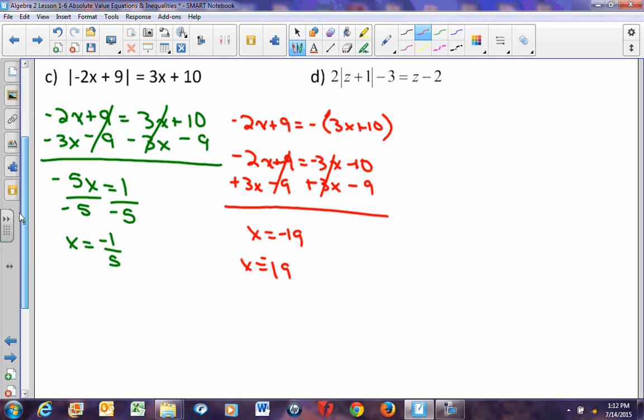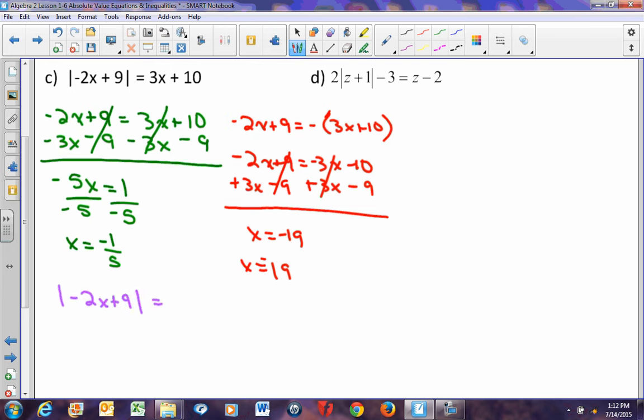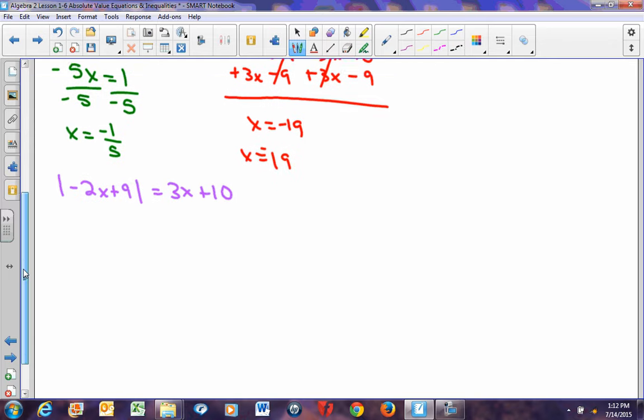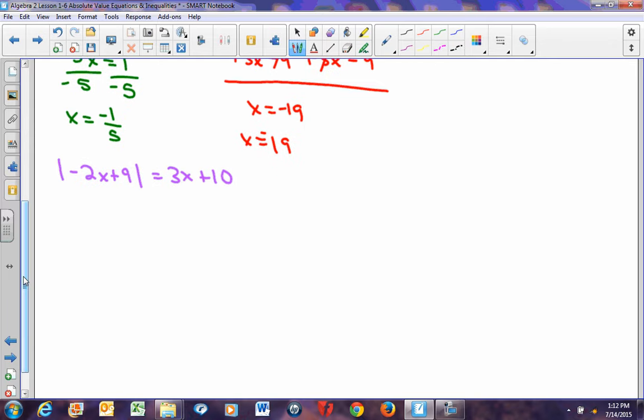Remember, my original equation was this. The absolute value of negative 2x plus 9 is going to equal 3x plus 10. I need to check and see if my solutions work. Okay, so I'm going to check negative 1/5. So I'm going to take the absolute value of negative 2 over 1 times negative 1/5 plus 9. Does that equal 3 over 1 times negative 1/5 plus 10?